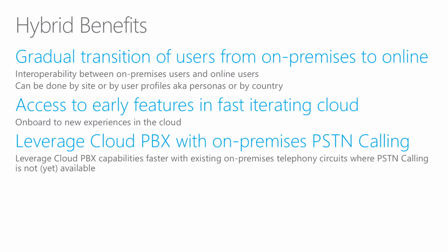So if we look at the benefits of hybrid, it brings you a gradual transition of users from on-premises to online. So it allows interoperability between on-premises users and online users, and this can be done by site, by user profiles, also called personas, like you find in the workshop in Skype Operations Framework, by country, or by any other definition you would like to give.